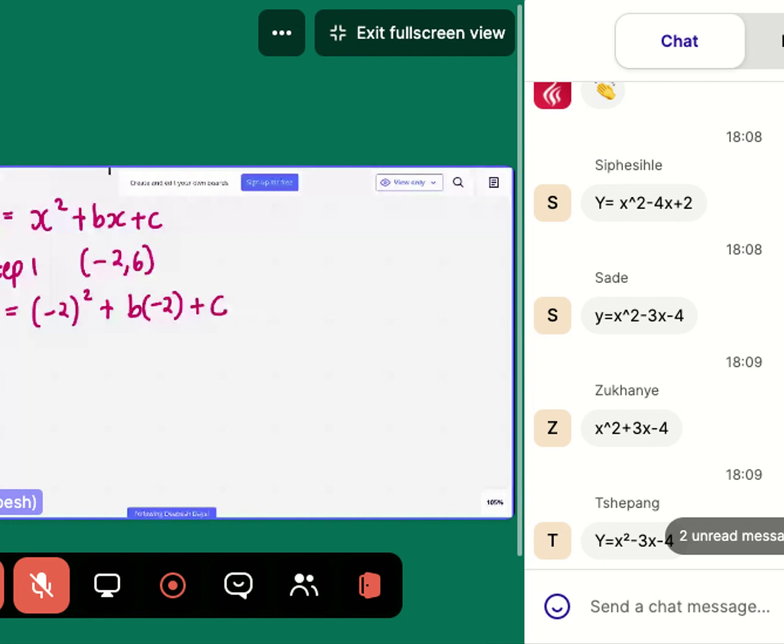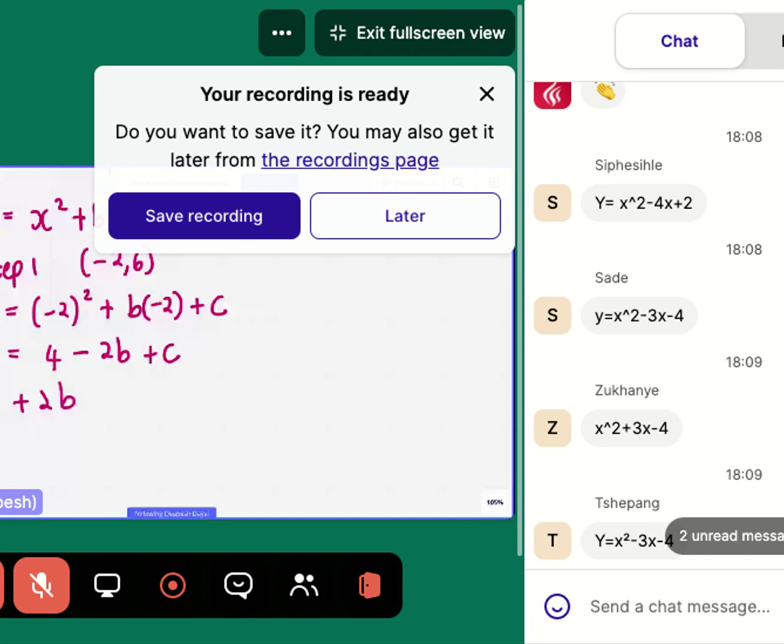So it's 6 equals 4. Positive 4. -2 squared is -2 times -2, which is positive 4. I hope that you all have that. It's positive 4, -2b plus c. So it's 2 plus 2b equals c. Did you all get this so far? 2 plus 2b equals c, if you plugged in -2 and 6. But like I said, you could have plugged in the other way as well. It would still have been fine. So I got c equals 2 plus 2b.